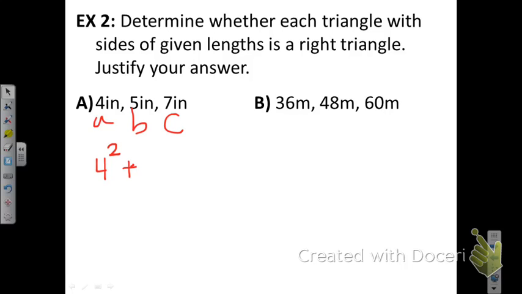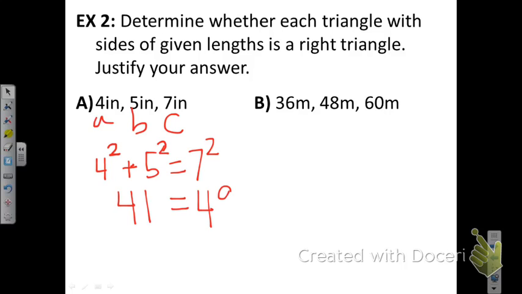plus 5 squared equals 7 squared. And then we're going to solve that. What is 4 squared? 16. Could we actually add the 4 squared plus the 5 squared in one step on our calculator? Okay, so do that for me. 4 squared plus 5 squared. So it would be 16 plus 25 is 41. What is 7 squared? 49.